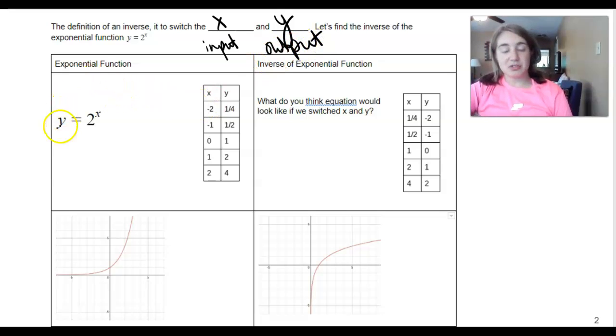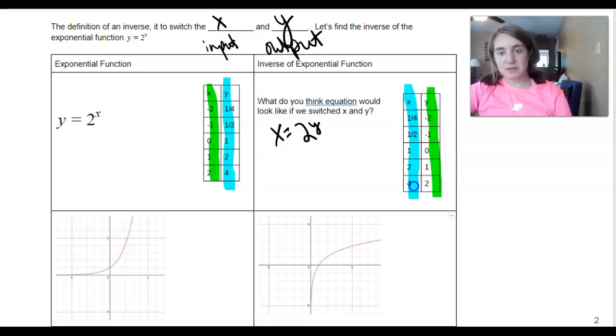So we have exponential functions, which is what we just got done working with, y equals 2 to the x. This is what that would look like. This is what the graph would look like. If we switch that, we'd have x equals 2 to the y. And this is how we would fill in the chart, and the graph would look like this. So all of our x's became y's, and all of our y's became x's.